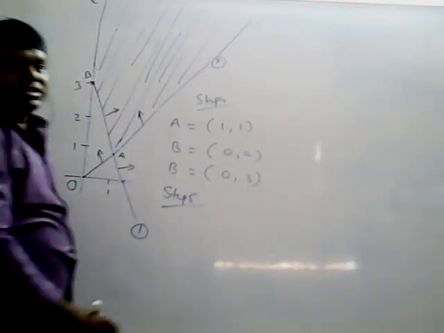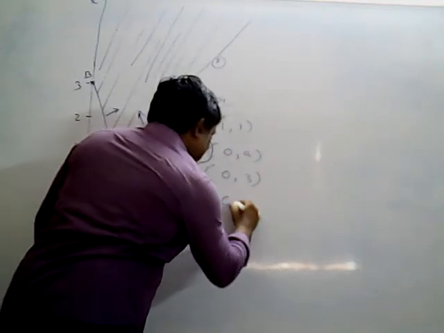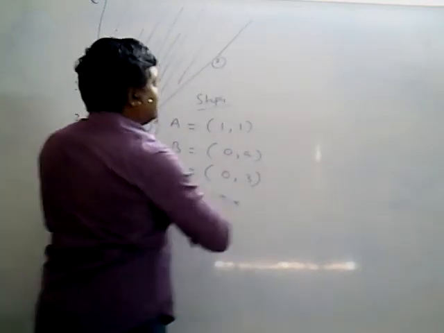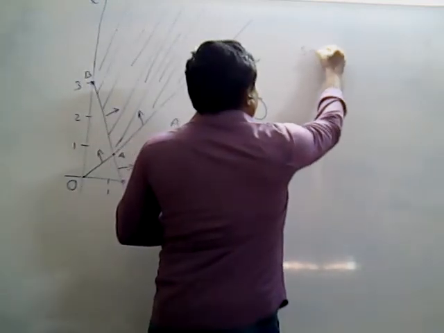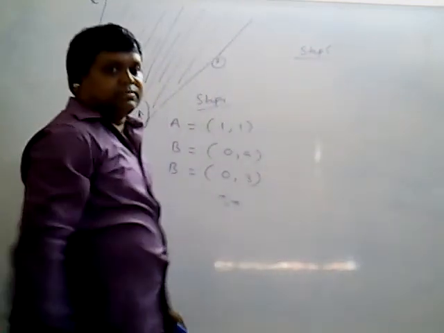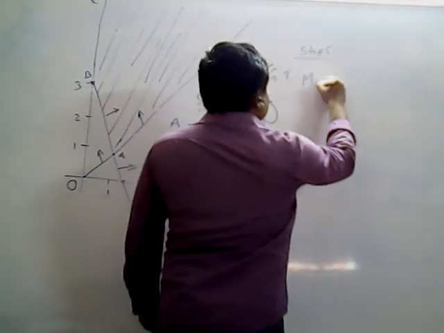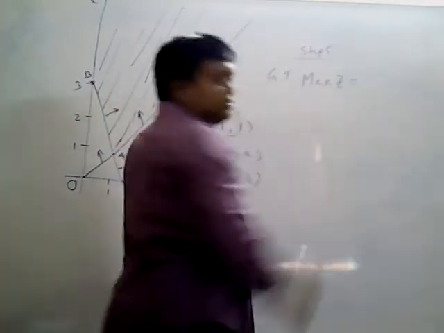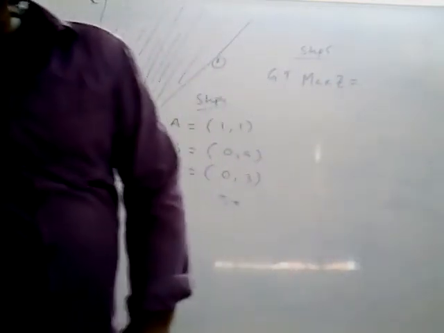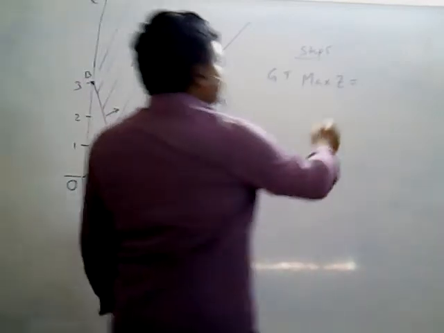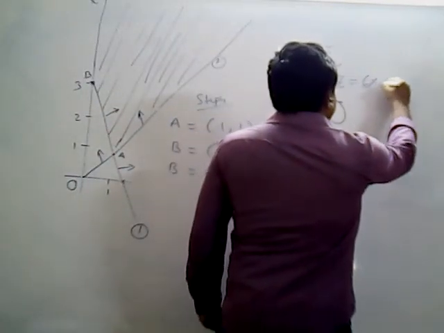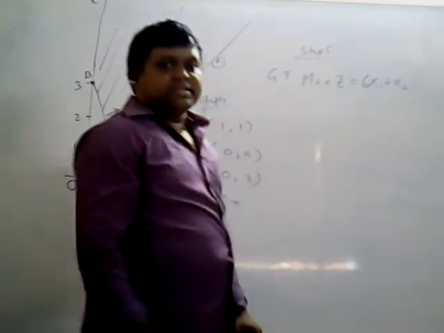Step number 5, what is given? Given that maximum z equals, what is the function given to you? Maximum z equals 6x1 plus x2.